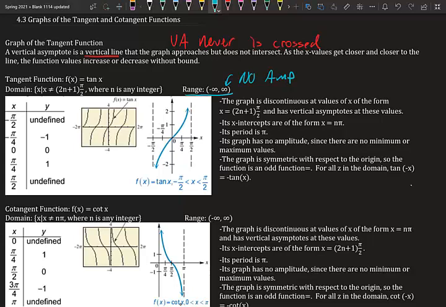So this is what the graph of a tangent function would look like, if you graphed it on your calculator or by hand. The graph is discontinuous at values of x of the form x equals (2n plus 1) times pi over 2 and has a vertical asymptote at these values. Its x-intercepts are of the form x equals n pi. Its period is pi. The graph has no amplitude, so there's no maximum or minimum. And the graph is symmetric with respect to the origin. Remember, origin symmetry means whatever x and y we have, we also have the opposite versions of that.